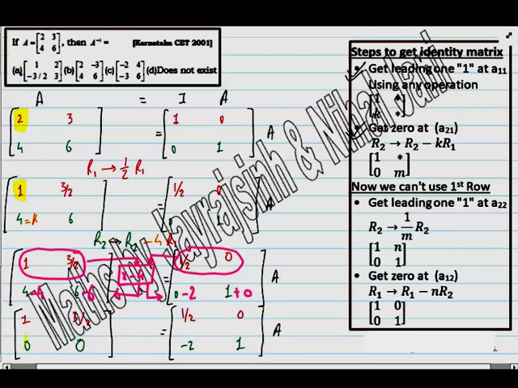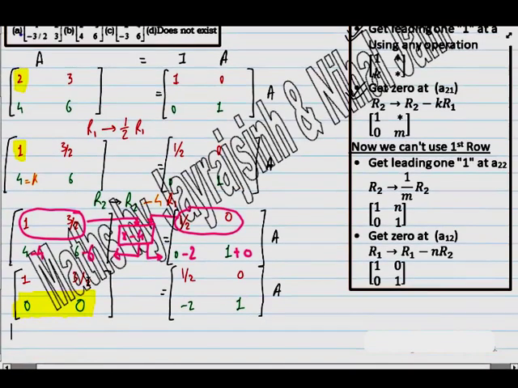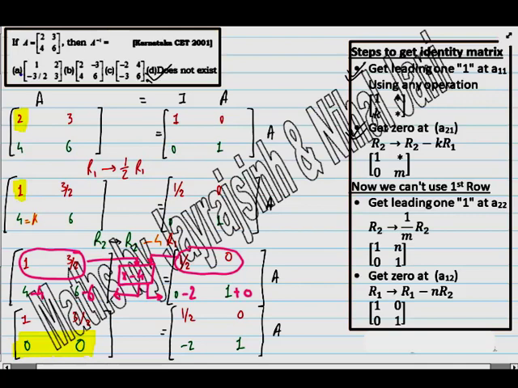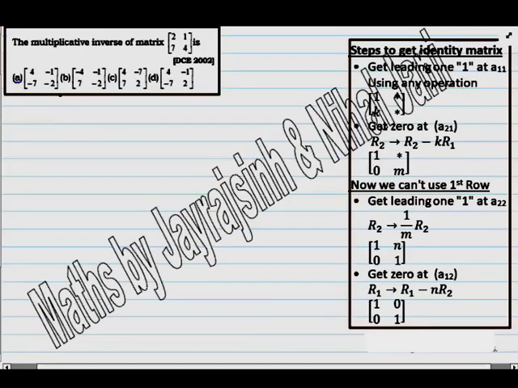As you can see, we get 0 on an entire second row. That means we cannot get identity form on the left side, which suggests that our A inverse does not exist. Okay, so option D is your answer.